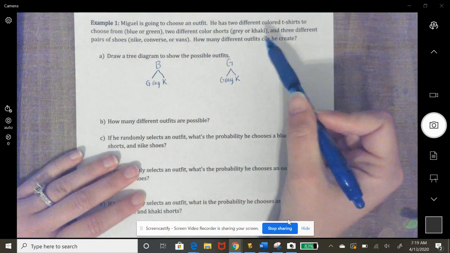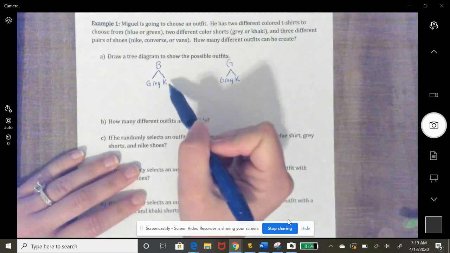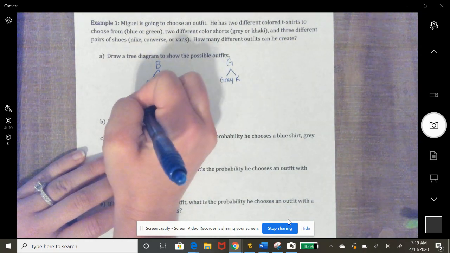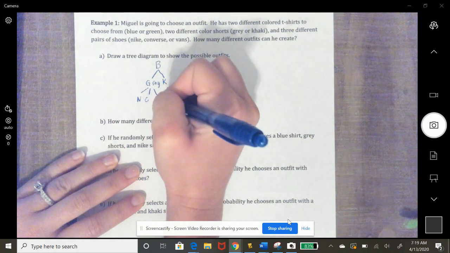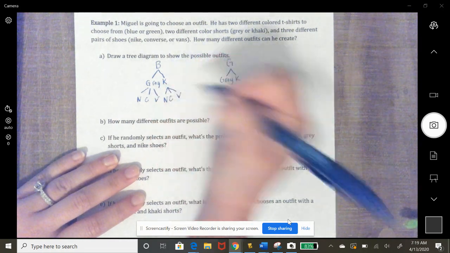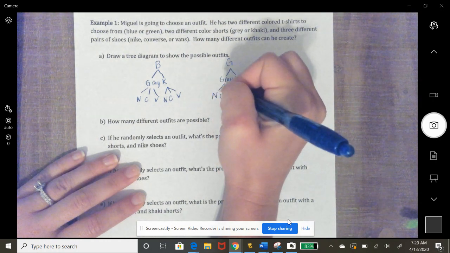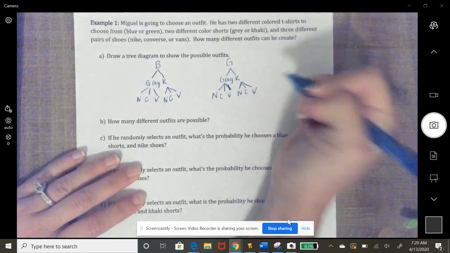Once he chooses that, he can choose from three different pairs of shoes. Now you need to branch off of each section here. From the gray, he can choose Nike, Converse, or Vans. From the khaki, he can choose Nike, Converse, or Vans. Same thing here, Nike, Converse, or Vans.